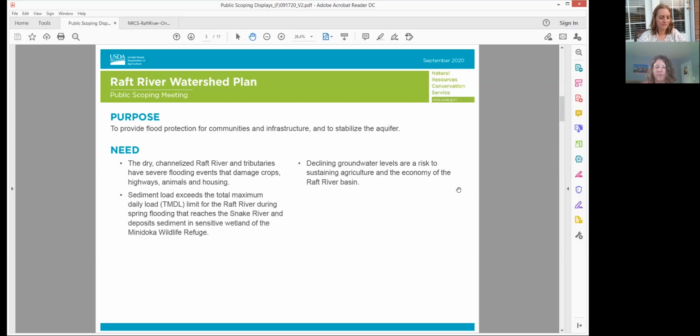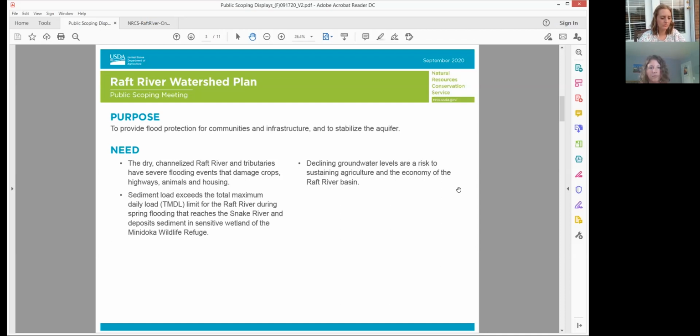So the initial step that we're in is called the Raft River Watershed Plan EA. And that Watershed Plan EA will evaluate the environmental impacts of projects within the Raft River Watershed project. The first element of this project is that we're going to evaluate the purpose and need of the watershed project. And the main purpose is to provide flood protection for communities and infrastructure and to stabilize the aquifer.